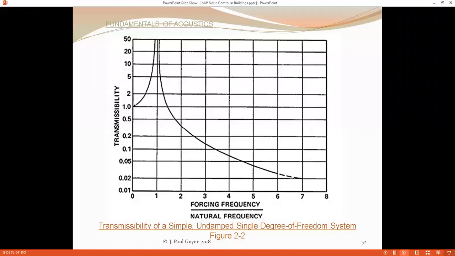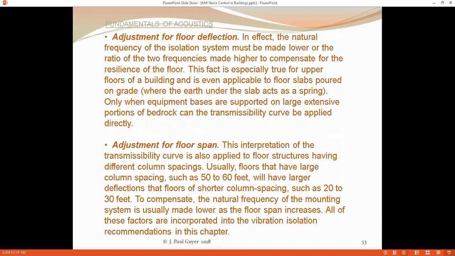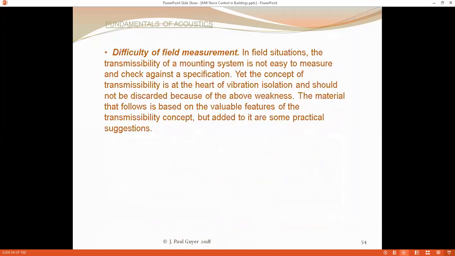So the point is that with vibrations, an important consideration is to make sure that your forcing frequency is not the same as the natural frequency of the structural element or mechanical element that you are concerned with. You can get a copy of these PowerPoints and read this a little further.